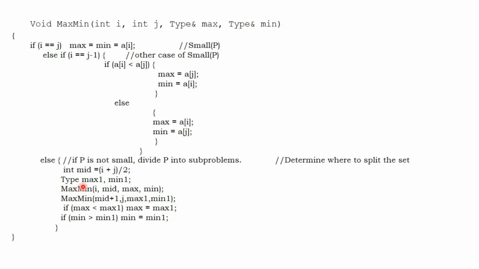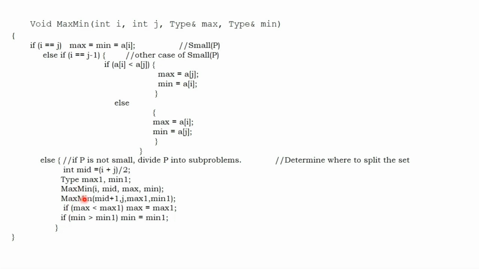So now we have found the mid value. We are going to call the MaxMin function starting from the element i, the initial value, until the mid element, and the values will be stored at max and min. For the second subproblem, the array starts from the mid plus 1 position and goes on until the jth element, and these maximum and minimum values are stored in variables max1 and min1.